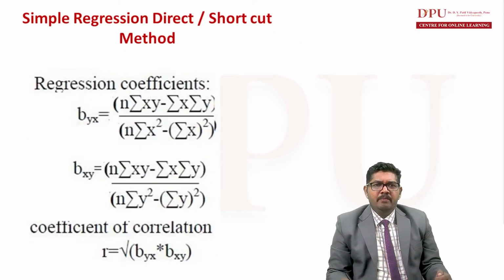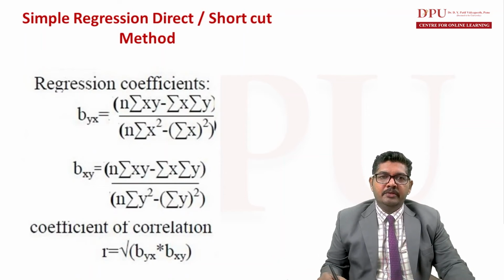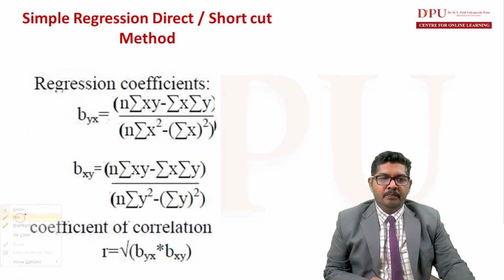So regression can be calculated without the least square method also. This is the regression method, the direct or shortcut method, rather than the least square method of simple regression. And apart from the simple regression shortcut method, we are going to discuss multiple regression. So starting with simple regression, direct and shortcut method, let me elaborate with some example.